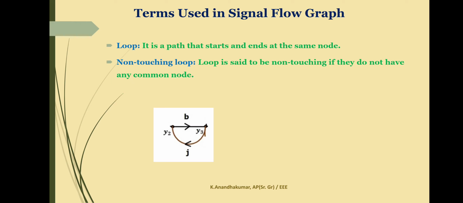Non-touching loops. Loops are said to be non-touching if they do not have any common node.